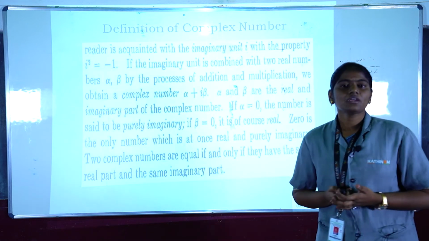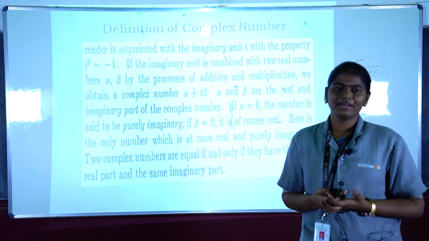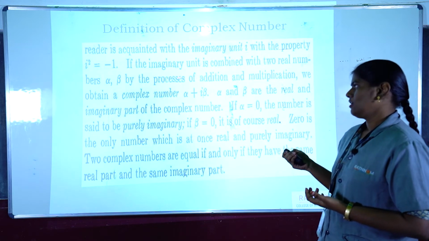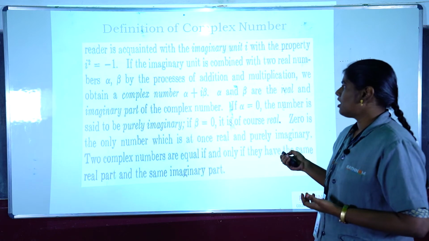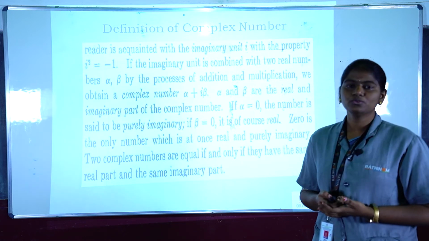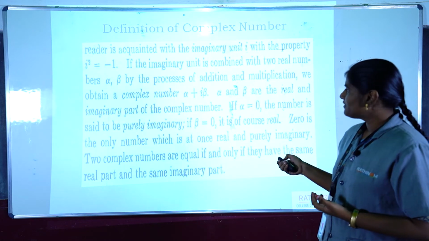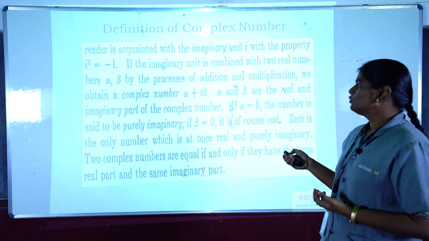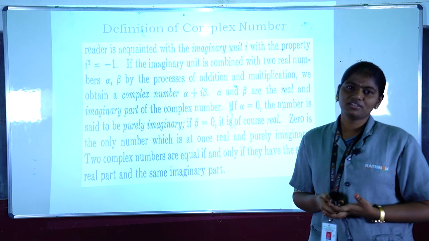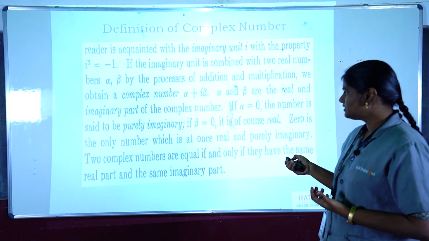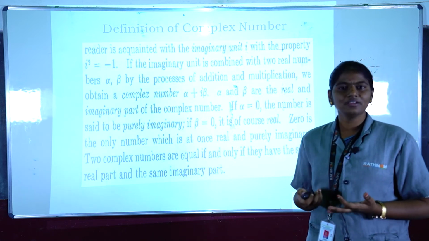Next one. We usually denote a complex number by alpha plus i beta. Here i is the imaginary unit, and alpha and beta are real numbers. I've already told you that i square is equal to minus 1. Here if alpha is equal to 0, you call this number i beta purely imaginary. If beta is equal to 0, you have only alpha, where alpha is a real number. So it's a real number.